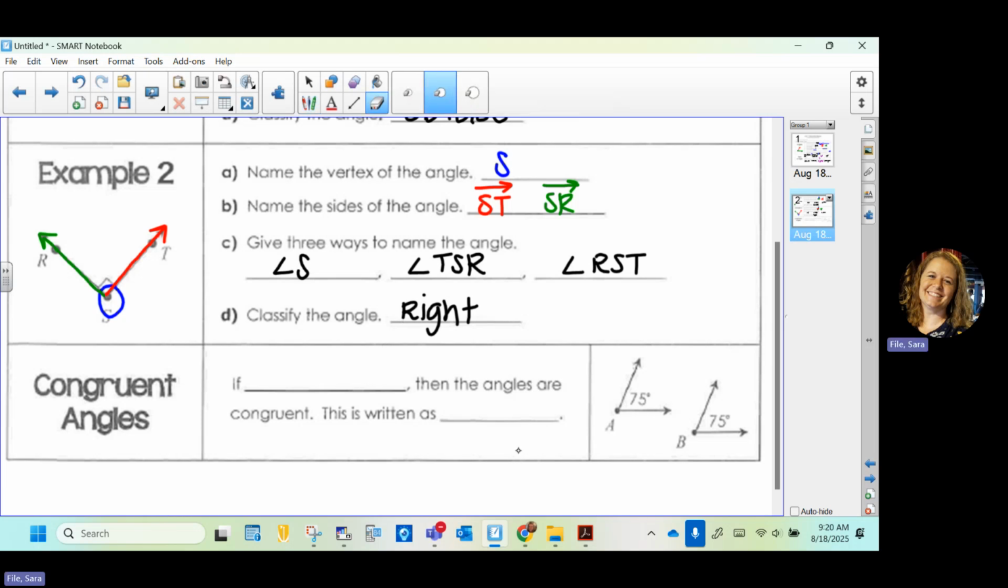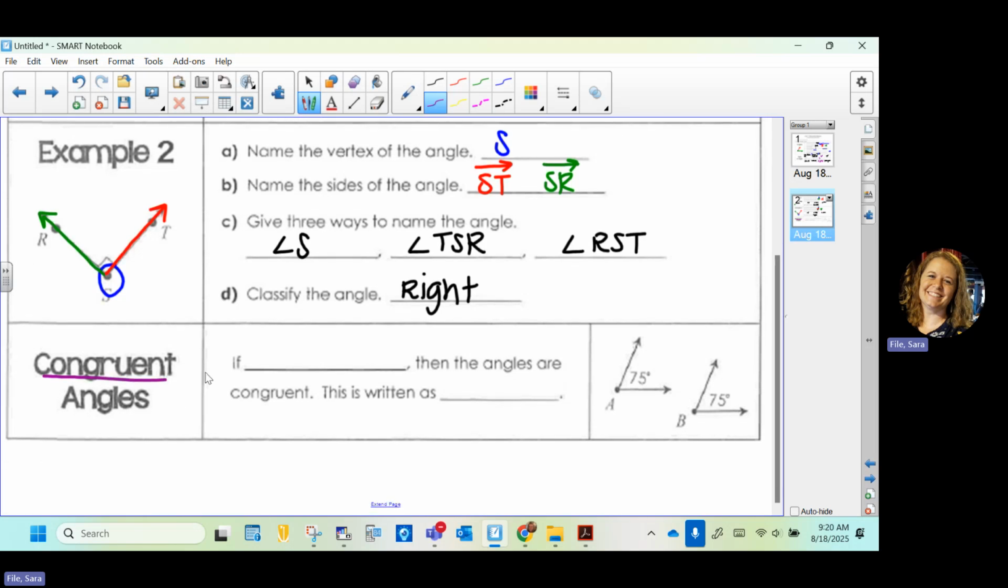Questions so far? We feel okay about naming angles? Yeah. Okay, so congruent means what? Equal. Congruent means equal. So equal, you know what an equal sign looks like. Now, I'm going to put a couple things under here. It means equal measure.